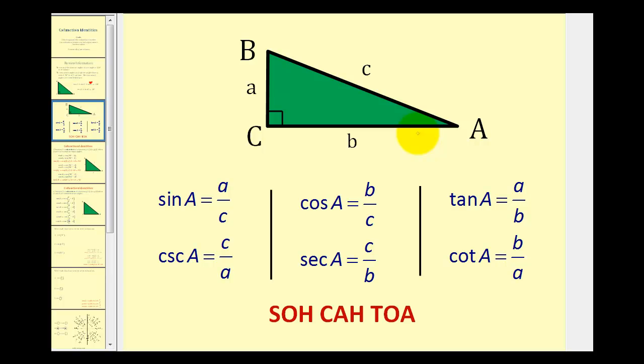We also need to be familiar with the right triangle definitions of the 6 trig functions given here. So if you need to, you may want to pause here. But let's go ahead and talk about cofunction identities.